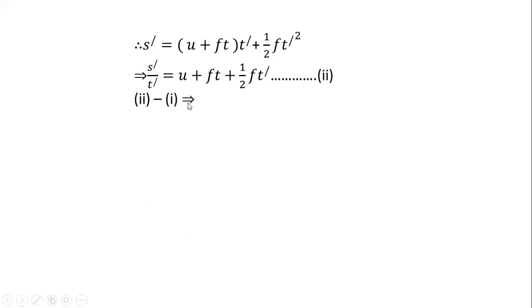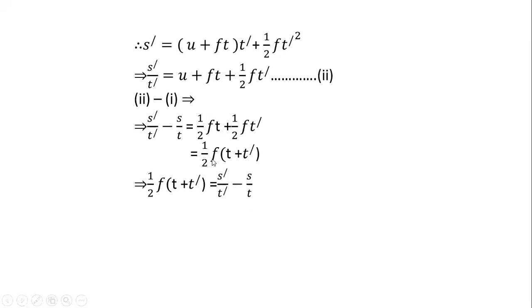2 minus 1, that means s prime by t prime minus s by t equals half ft plus half ft prime. If we take common half f, then we get half f into (t plus t prime). If we change the side, then we get half f (t plus t prime) equals s prime by t prime minus s by t.